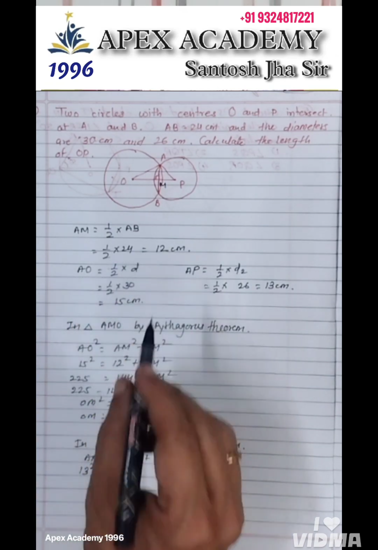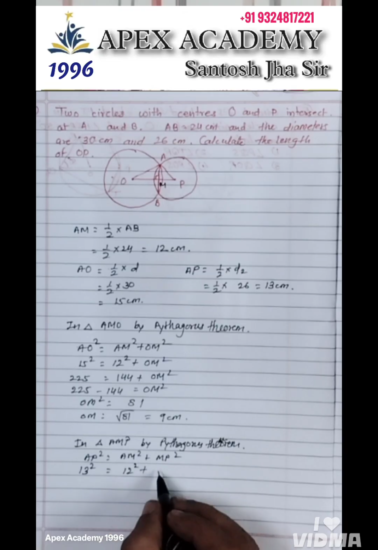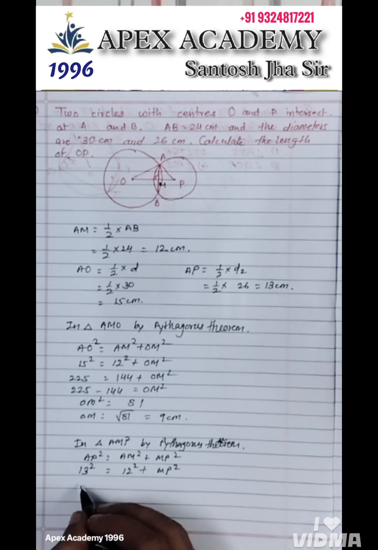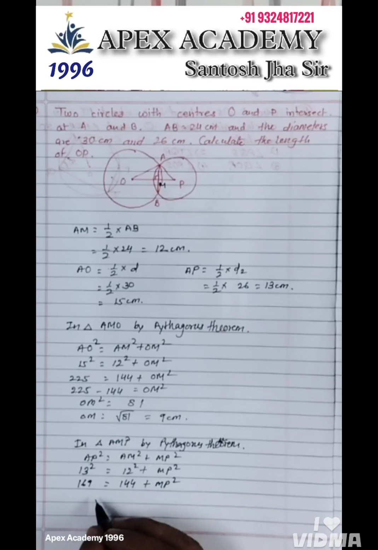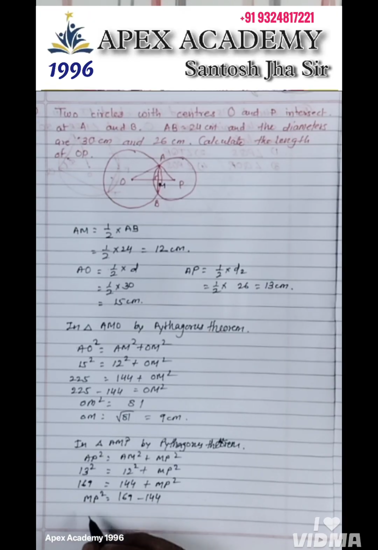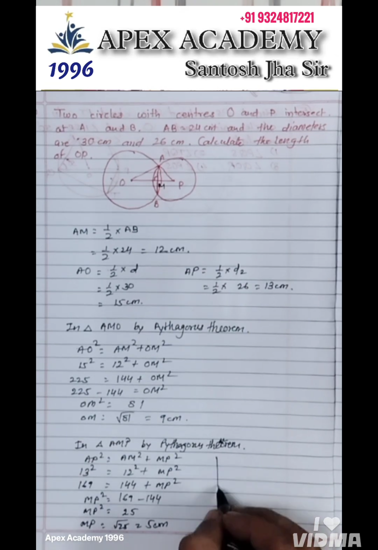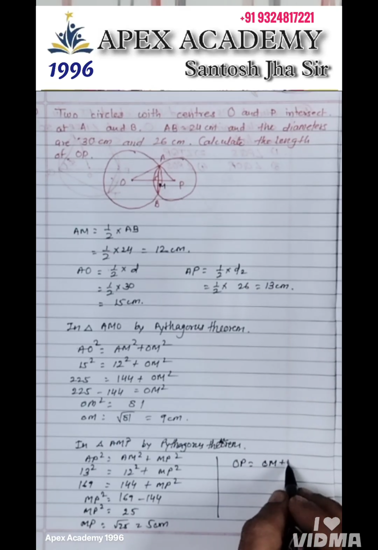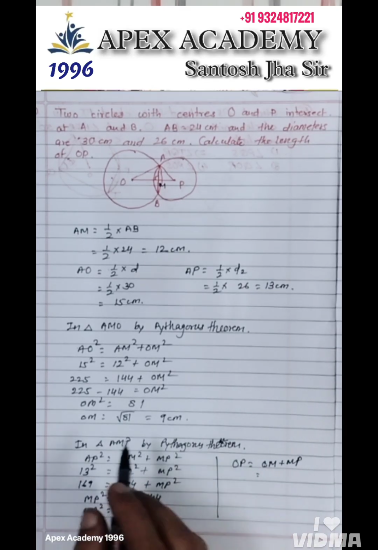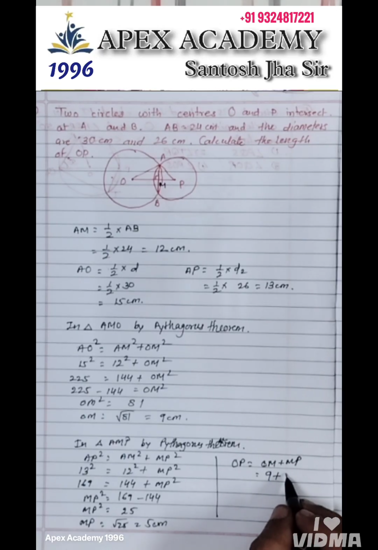AM is 12 square plus MP square. We'll get 13 square is 169, this is 144 and MP square. So finally MP square is 169 minus 144. So MP square is 25. So MP is root of 25, that is 5 centimeter. As we have to find OP, OP is equal to OM plus MP, and OM we already calculated, 9 plus MP is 5.